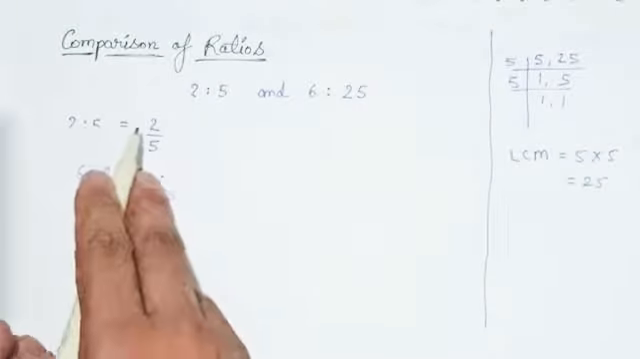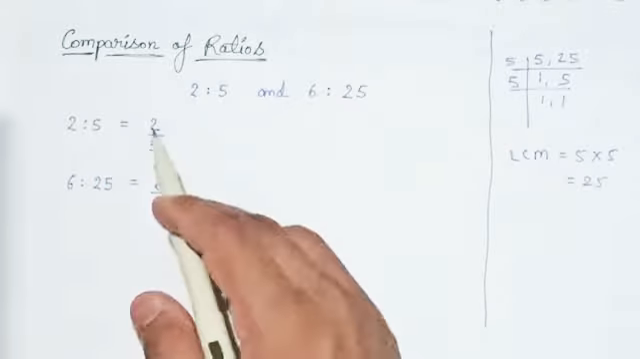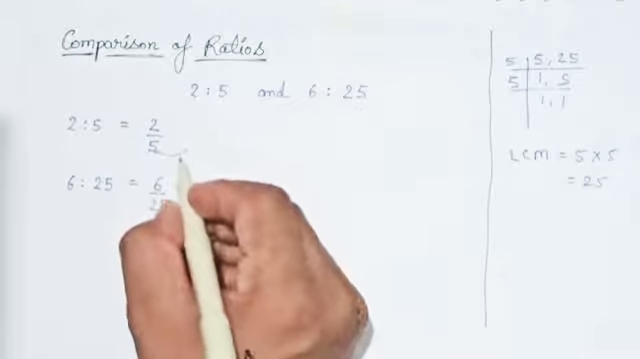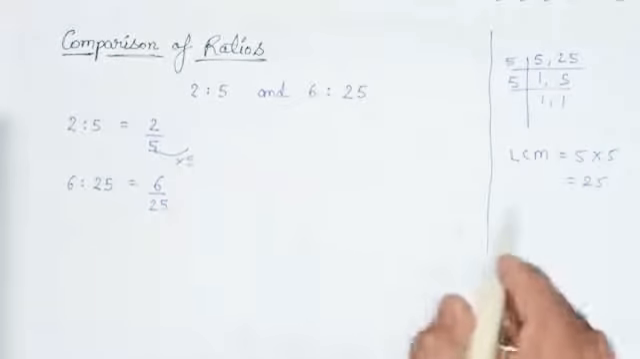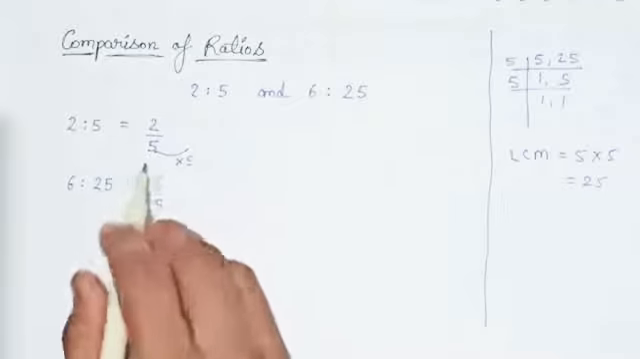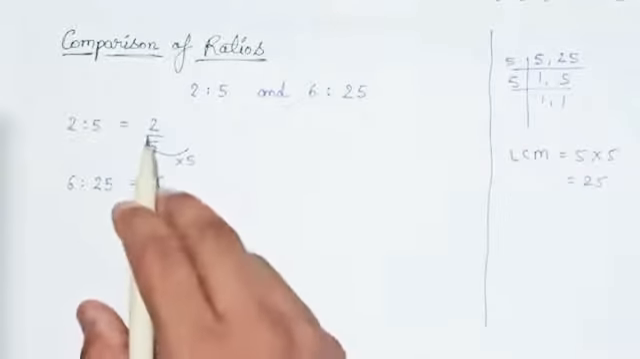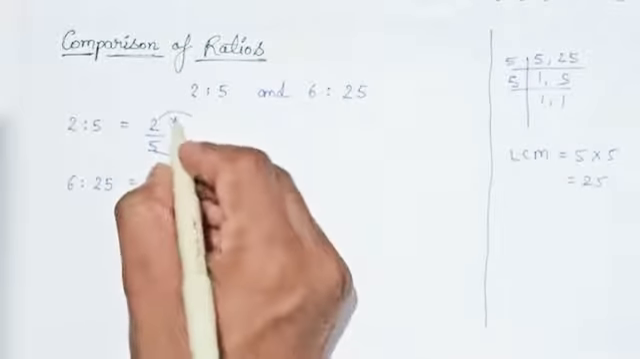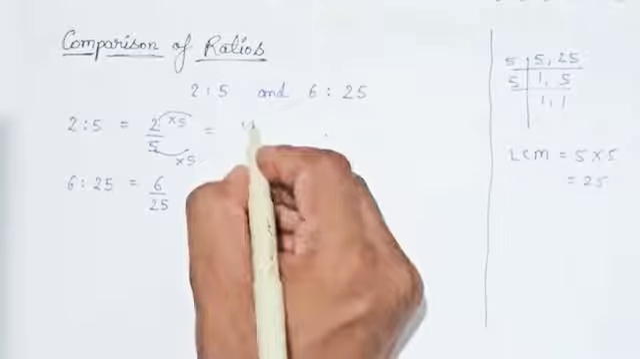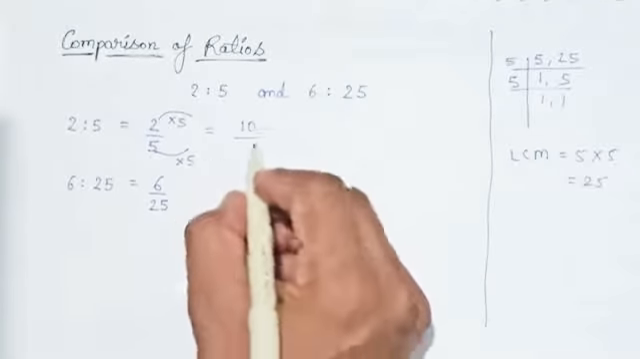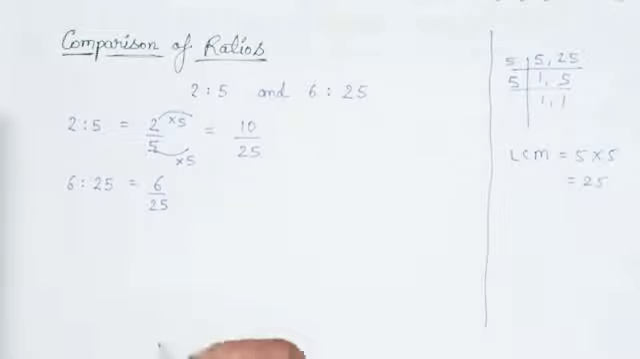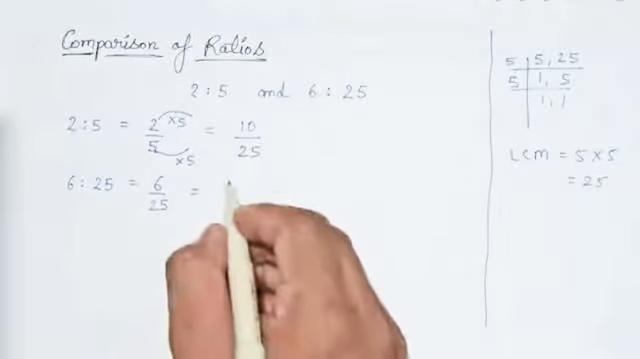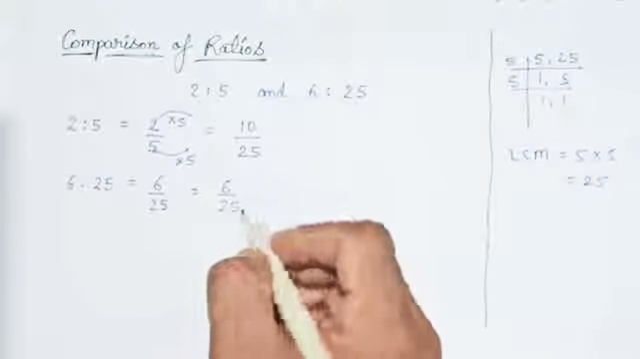Now we have to convert these two fractions into like fractions. When we multiply 5 by 5, it comes out to be 25. And if we are multiplying the denominator by 5, then we must multiply the numerator by the same number, that is 5. So here also we multiply by 5. What we get is 2 into 5, 10, divided by 5 into 5, 25. And 6:25 can be written the same as 6 divided by 25.